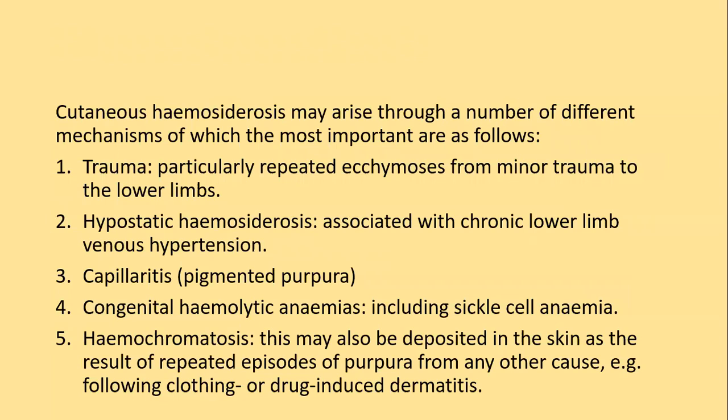Capillaritis or Schamberg's disease also produces pigmentation, which is called pigmented purpuric dermatosis. Then congenital hemolytic anemias, including sickle cell anemia, may also produce hemosiderin deposition. Hemochromatosis, and this may be due to deposition in the skin as the result of repeated episodes of purpura from any cause, for example, clothing or drug-induced dermatitis.